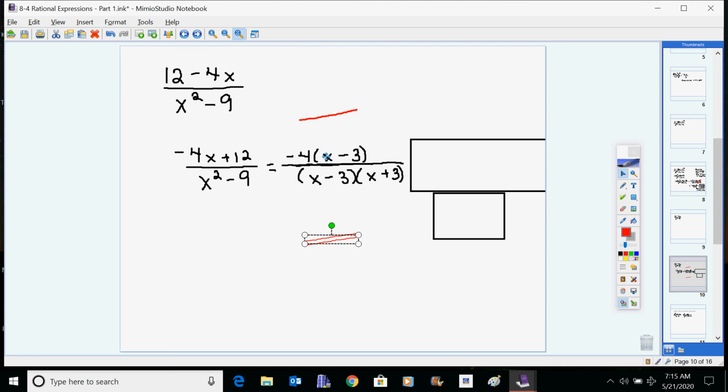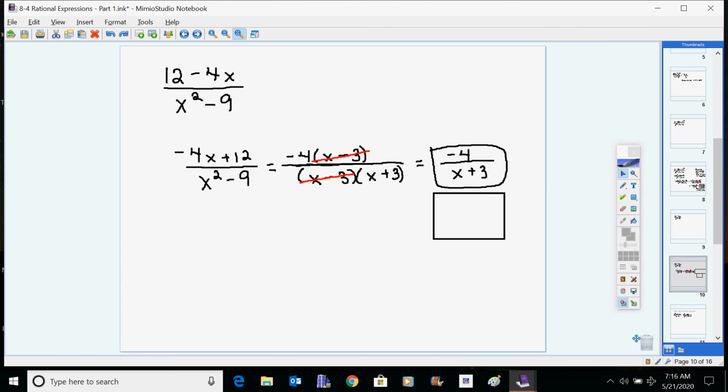Okay, -4 times x minus 3. You're looking for the biggest number that goes into both of them. If there's a negative out front, make it a -1. Then x minus 2, x minus 3, and x plus 3. Then you look for the ones that match exactly. -3 and +3 are not the same thing. However, the -3 and the -3 are the same thing, so they can be canceled like that. Okay, now what we're left with is the -4 in the numerator and the x plus 3 in the denominator.